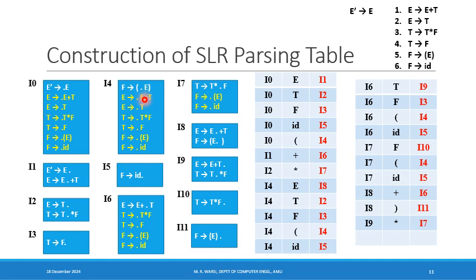So the string which is derivable from capital E will either be derivable from this production or it will be derivable from this production. Similarly for the remaining LR0 item also.